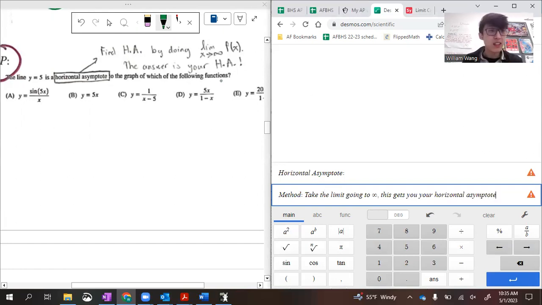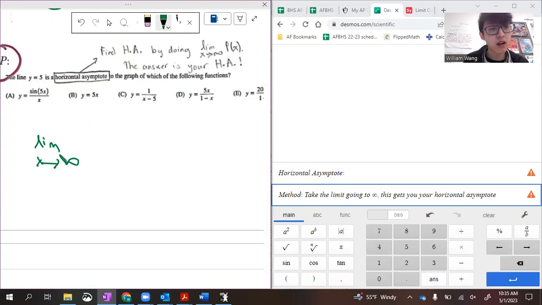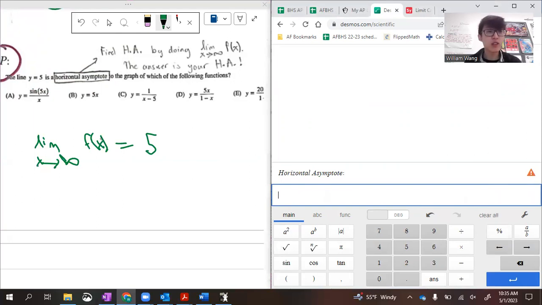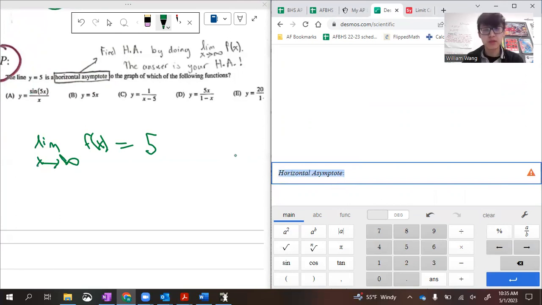All right, so the line y equals 5 is a horizontal asymptote to the graph of which of the following functions. So basically 5 is my horizontal asymptote. That means, like I said, the limit as x approaches infinity of my function is equal to my horizontal asymptote. Well, what do they say my horizontal asymptote is? It's 5. So this is true for which one of the statements? Which one of these functions is this true for? Well, let's take a look at this first function.